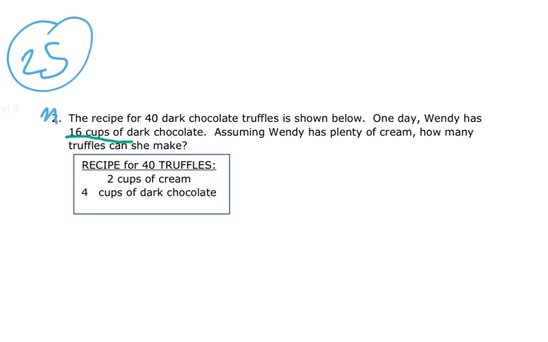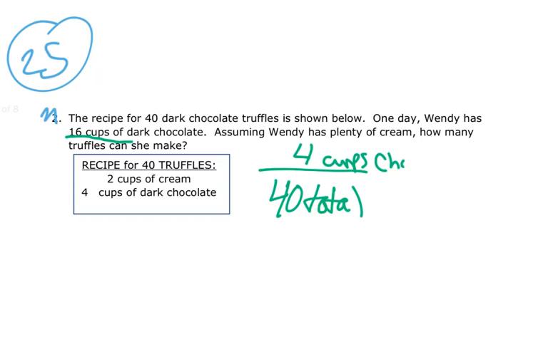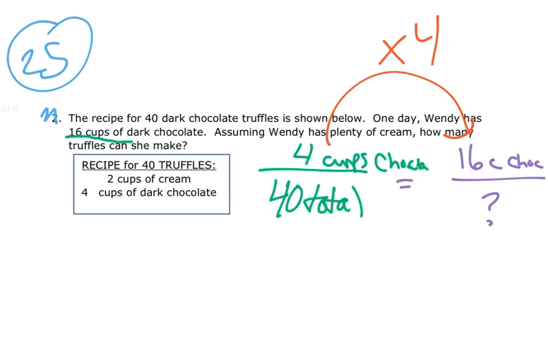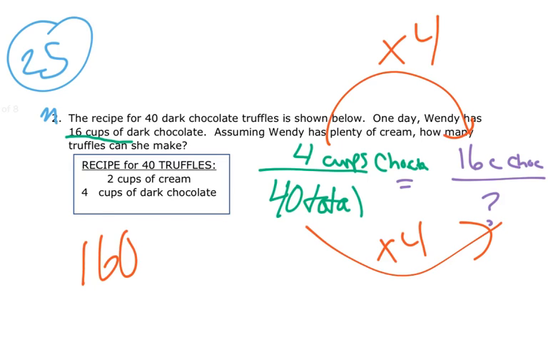All right, so the original recipe is 40 total truffles to 4 cups of chocolate. Now, we are saying that she has 16 cups of chocolate, and we want to know how many truffles she can make. Well, let's look for a scale factor between 4 and 16: times 4. 40 times 4. She can make 160 chocolate truffles.